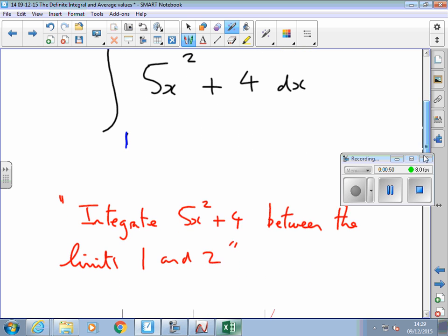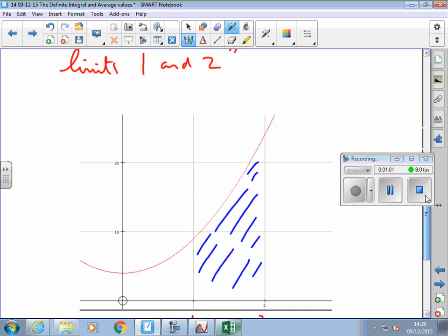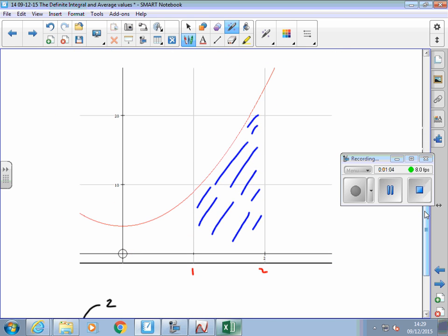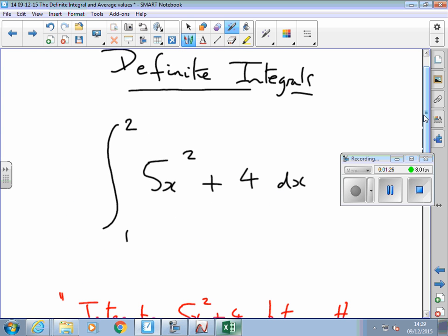How do I say this? I say integrate 5x squared plus 4 between the limits 1 and 2. That's a definite integral. And what it does is it works out what the area underneath that curve is. That's the curve of 5x squared plus 4 that I plotted on Autograph, and we're going to find the area underneath that curve between the limits of 1 and 2. So I could pick any limits. I could find the area between 0 and 2, or anything I want. So to find the area under a curve, I integrate, and then I put in the values.